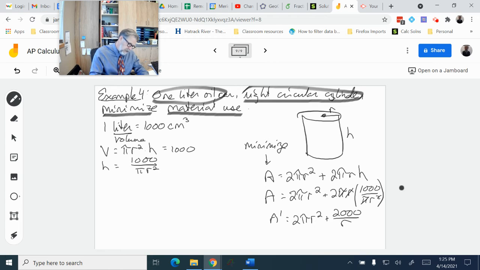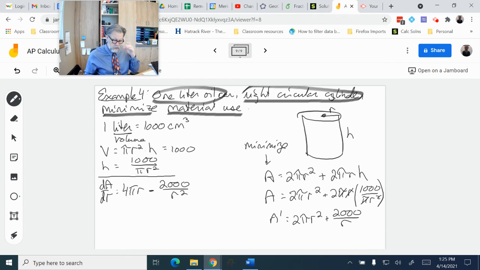So, minimizing, let's start solving. The derivative of A with respect to r is, well, 4 pi r minus 2,000 over r squared. I'm not sure how I got that. Think about it a little bit. Hint, I rewrote r in the denominator as r to the -1 and used the power rule. And I want this equal to 0 to find those critical points.